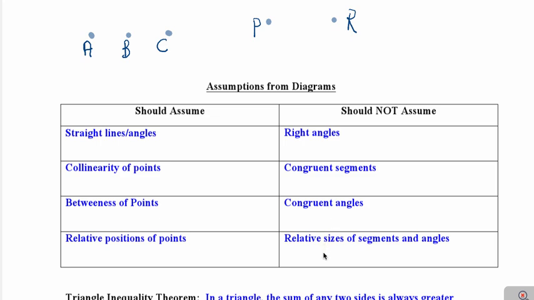Therefore, you can also not assume relative sizes of segments and angles. So that kind of goes along with assuming congruency. You can't assume that this segment looks to be about this size or this angle looks to be about this degree measure. You can never assume those things. So do not make those mistakes. And a lot of times in geometry, diagrams are not drawn to scale. So it's really important that you never make those assumptions and that you use the givens to help you.